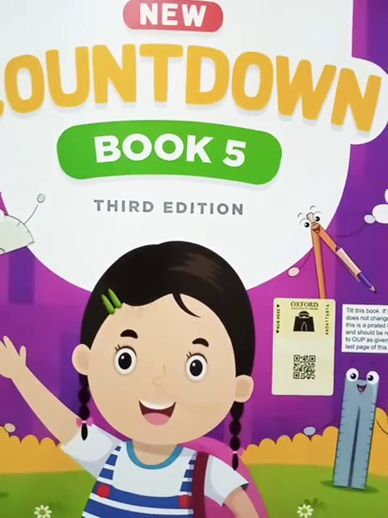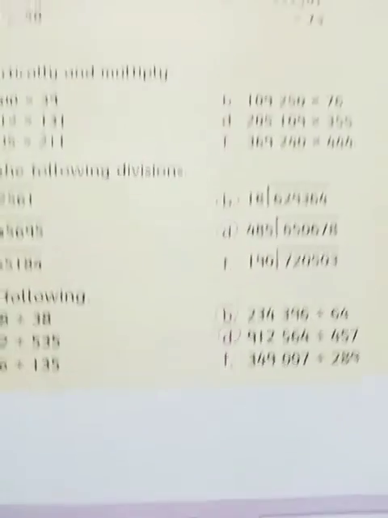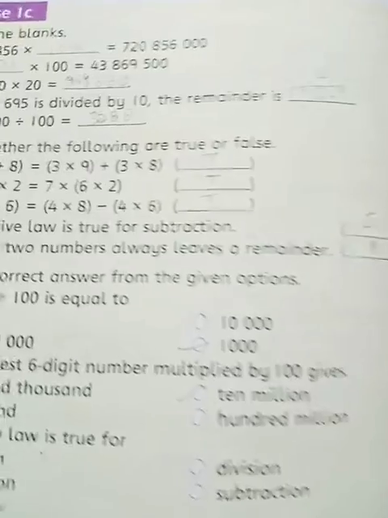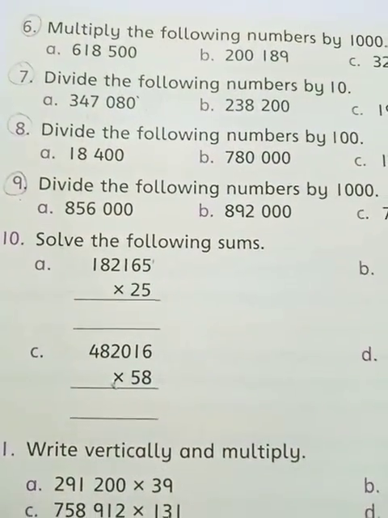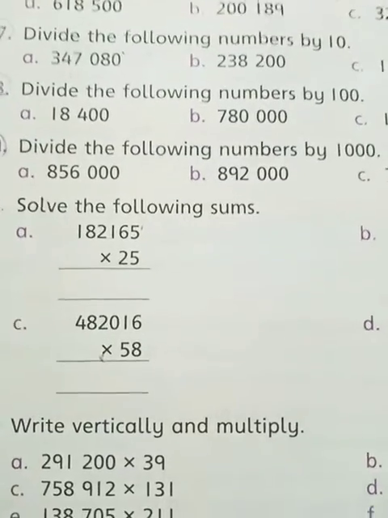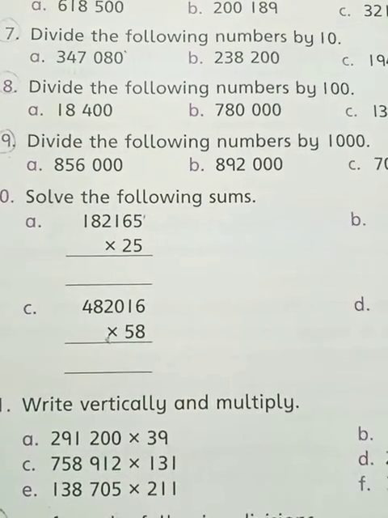So beta, open page number 15. This is page number 15 and this is the part of exercise 1C. Today we will do question number 7, 8 and 9. So read question number 7 with me, beta.